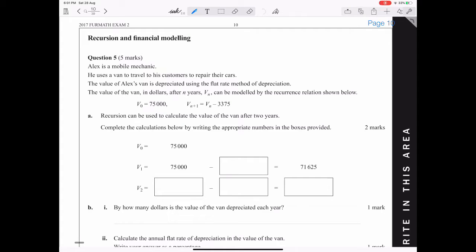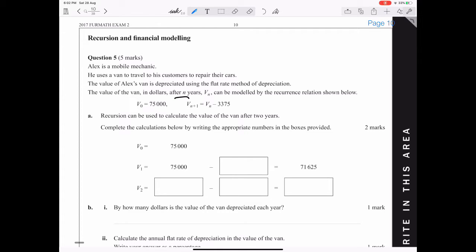Hi everyone, so today I'll be going through the recursion and financial modelling section of the 2017 Further Maths Exam 2. So for question 5, Alex is a mobile mechanic. He uses his van to travel to his customers to repair their cars. The value of Alex's van is depreciated using the flat rate method of depreciation. The value of the van in dollars after n years can be modelled by the recurrence relation shown below.